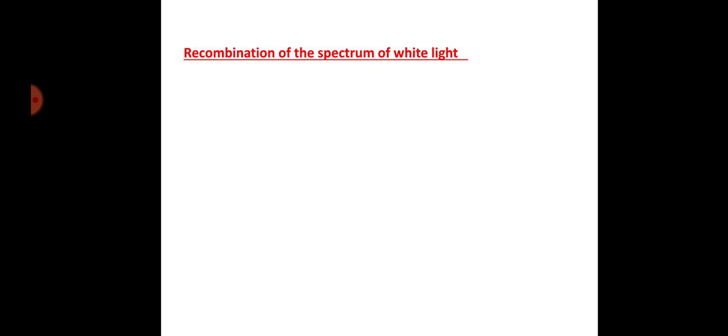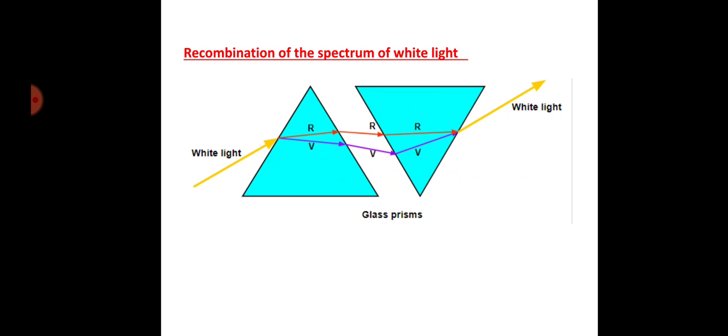The next one is the recombination of spectrum of white light. Now what actually is this recombination of white light? You can see in the diagram there are 2 prisms here. One is an erect prism and another one is an inverted prism. So only white color and red color are shown. In between white color and red color other colors are present which are not shown here.